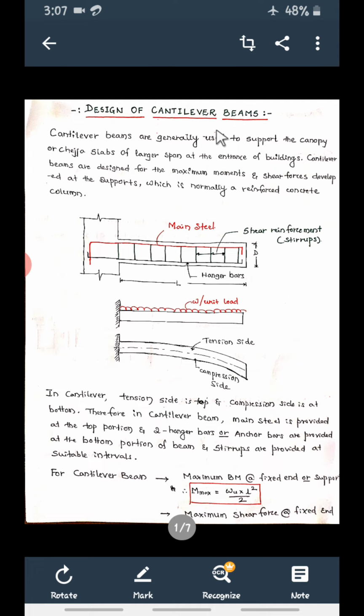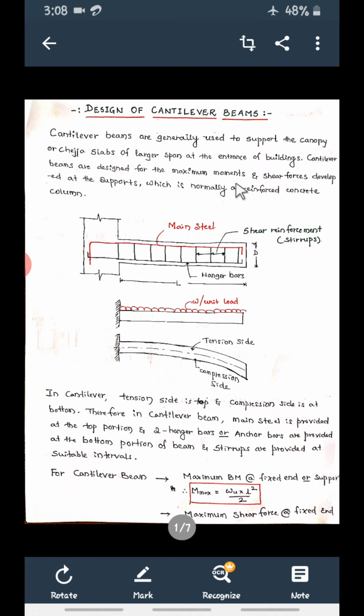So where are these cantilever beams provided? Especially if you see the entrance of a building, the slab will be extended, and the slab will be resting on the beam. This we normally call a canopy, or a chajja slab. It is used to park a vehicle or car. So that beam is a cantilever beam, which will be fixed at one end and free at the other end. So how does the design change from a simply supported beam to a cantilever beam?